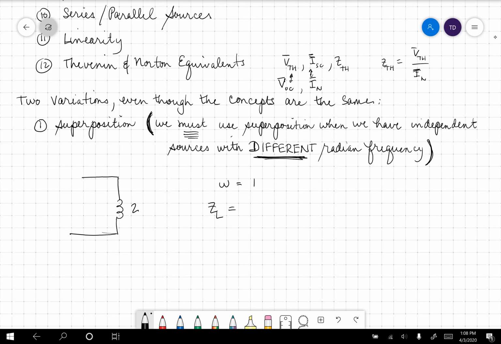If omega is equal to 1, what's Z sub L equal to? I have a 2 Henry inductor. Omega is equal to 1. I'm going to convert that to its impedance. What is its impedance? Is it 2? Almost. What comes before the 2 or after it? J. Good. J2, J omega L.